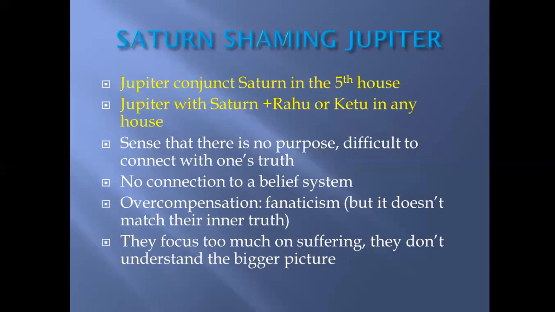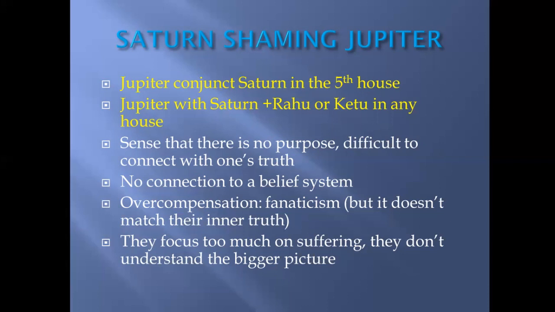Now, the first Avashta regarding Jupiter is going to be Saturn shaming Jupiter. And this happens when Jupiter is conjunct Saturn in the 5th house, or when Jupiter is with Saturn and Rahu or Ketu in any house of the chart. Now, the person is going to feel like there's no sense of purpose, since Jupiter is purpose, and that is going to be taken away by Saturn. And they will find it difficult to connect with their truth.